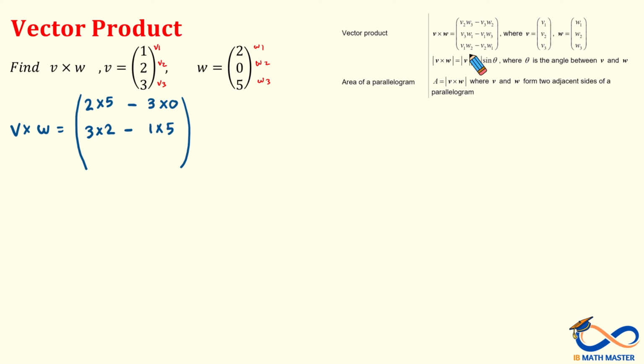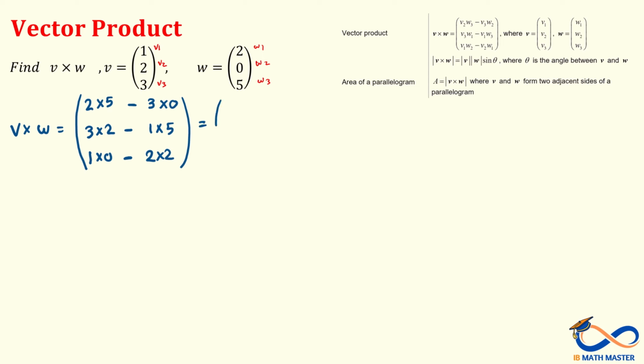In the last one here, the z component, we have V1 times W2. So V1 here, which is 1, multiplied by W2, which is 0. So we have 1 multiplied by 0. And then we have minus again V2 multiplied by W1. So V2, which is 2, times W1, which is also 2. So this is here the vector product, or this is the answer, but of course we need to simplify it first.